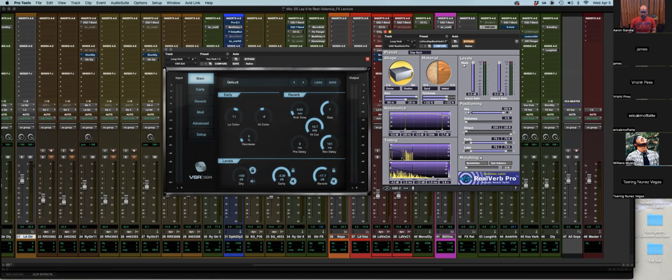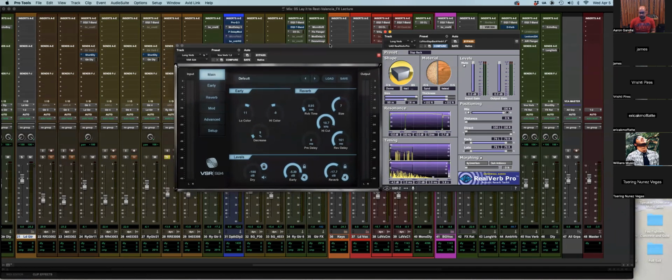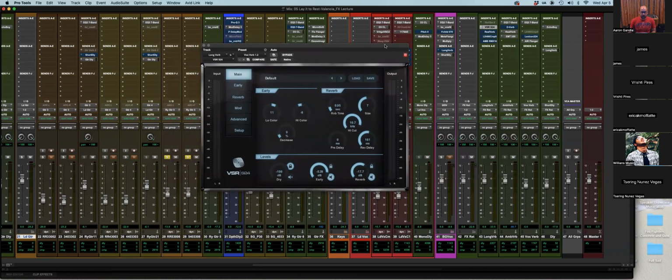Okay? So early reflections, and again, I can change this to something like this, and then you see those early reflections change in timing. This is time that we're seeing here, and that is determined by how the sources bounce off those surfaces. Okay.